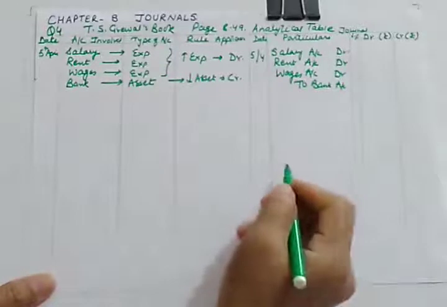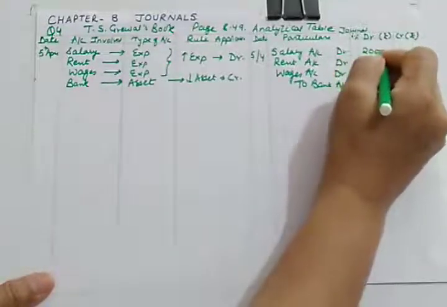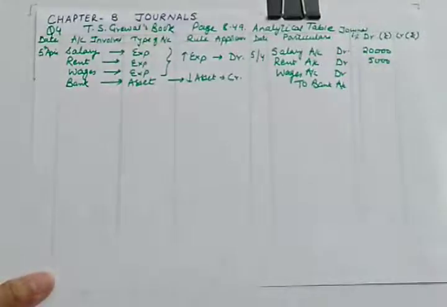So here how much salary we are giving? 20,000 salary, 5,000 rent and 6,000 wages.